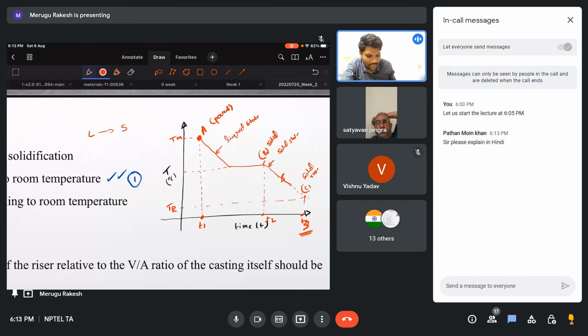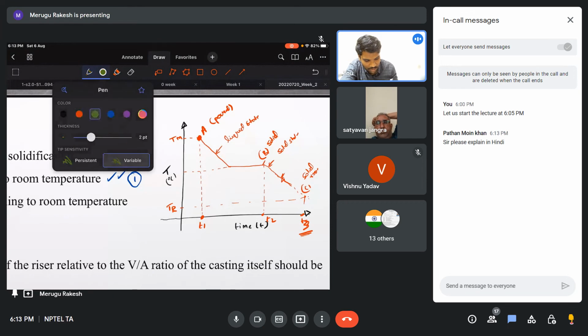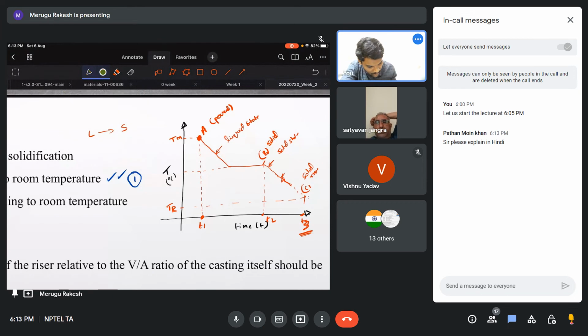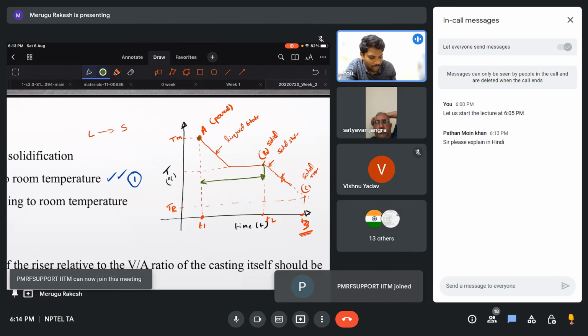So now finally coming to the answer. Solidification is happening only in this region. The liquid is at point A, it started, and at point B the solidification has completed. So there is no further solidification. It is only the solid that is cooling down.